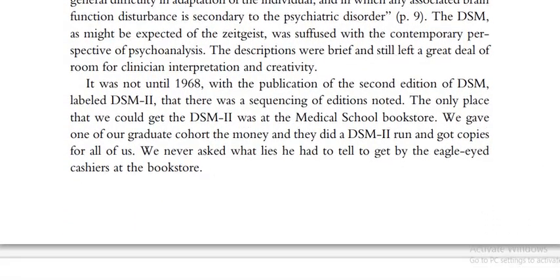It was not until 1968, with the publication of the second edition of DSM, labeled DSM-II, that there was a sequencing of editions noted. The only place that we could get the DSM-II was at the medical school bookstore. We gave one of our graduate cohort the money, and they did a DSM-II run and got copies for all of us. We never asked what lies he had to tell to get by the eagle-eyed cashiers at the bookstore.